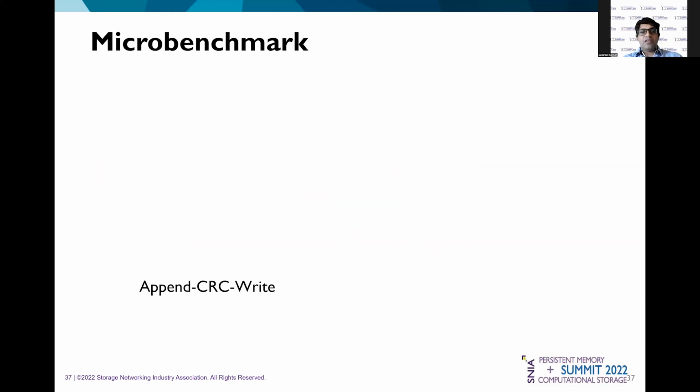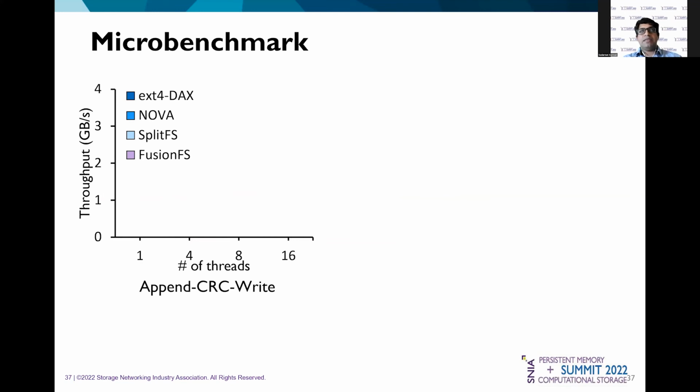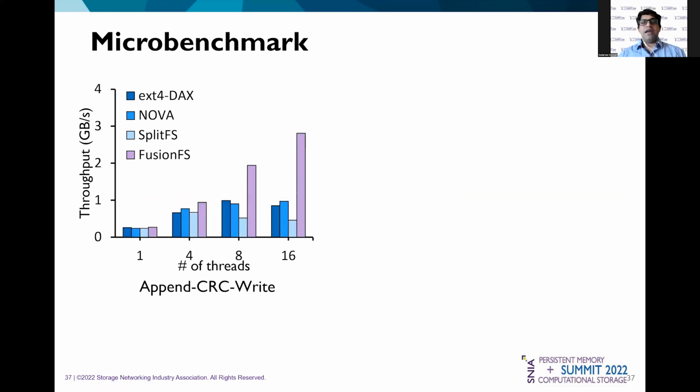For our analysis, on the x-axis, we use this append and checksum write workload, and we vary the number of threads. On the y-axis, we have the throughput. As you could see, even for this append and checksum write microbenchmark, our system provides significant performance benefits. That's because we are reducing this back and forth data movement.